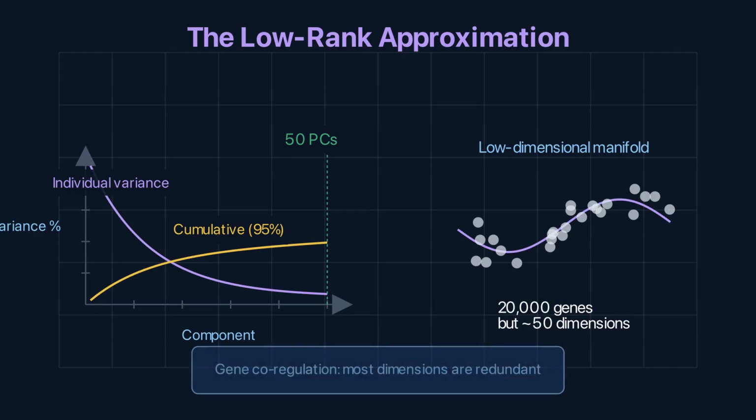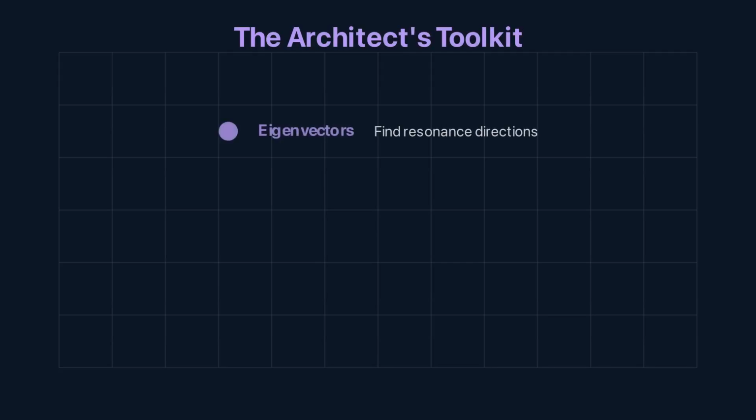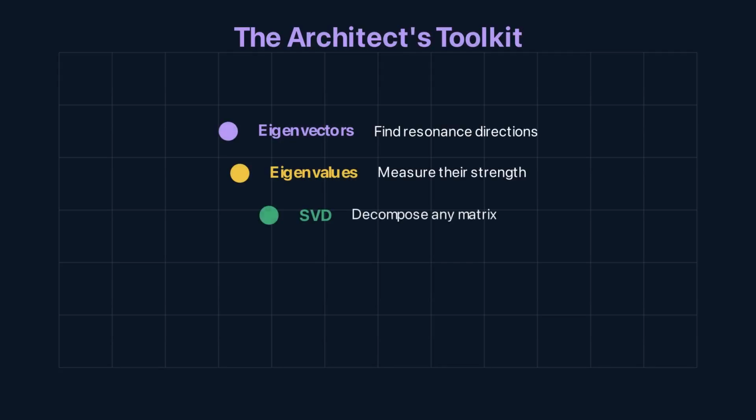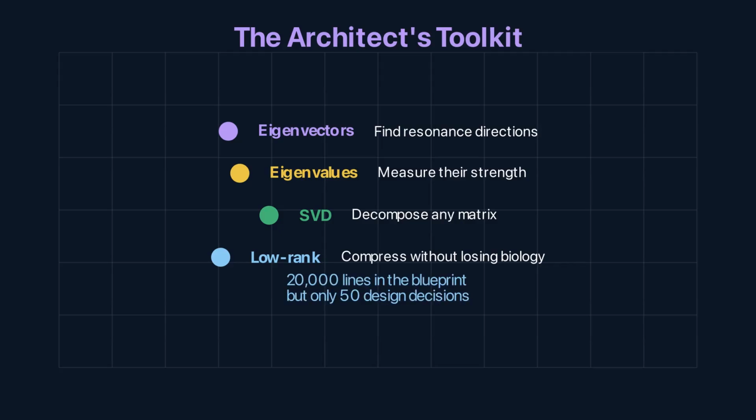The low-rank structure isn't a trick, it reflects biology. The architect's blueprint had 20,000 lines, but only 50 independent design decisions. Eigenvectors find the resonance directions. Eigenvalues measure their strength. SVD decomposes any matrix into patterns and importance. Low-rank approximation compresses without losing biology. This is the architect's toolkit. Every method in computational biology, from PCA to neural ODEs, is built on these foundations.